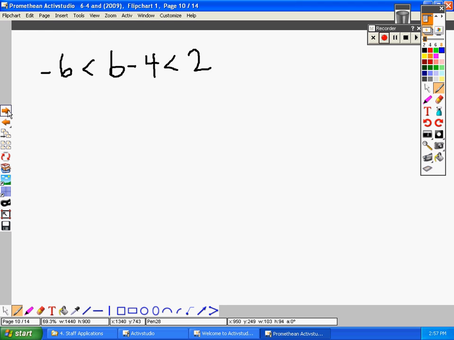So this is a b right here. I'm going to make it capital. So negative 6 is less than b minus 4. I notice it's a compound inequality because there are two inequality signs. And remember, this in the middle, b minus 4, is a number that's really going to be between negative 6 and 2. So let's see. Now, again, I know it's an and problem because there's two less than.